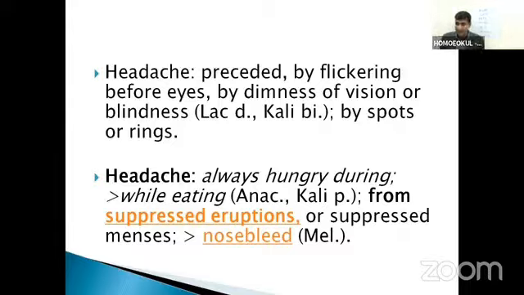Apart from this, all medicines ending with, this is a vague term, ended with or you can say, are better by eating, like chelidonium, like anacardium.